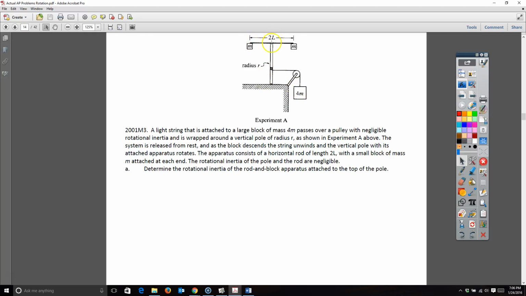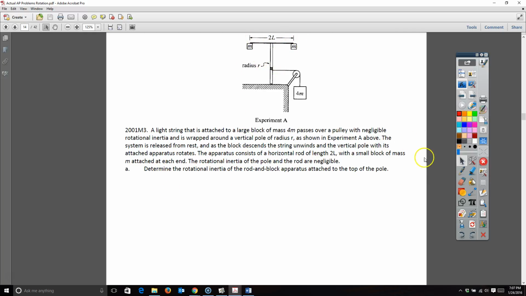And then up at the top of the pole, we have 2L. So a length would just be from the center out, so that's your radius. And then we have these little masses M, so that when you let go of 4M, it goes down, and that in turn turns these two things so that they spin.